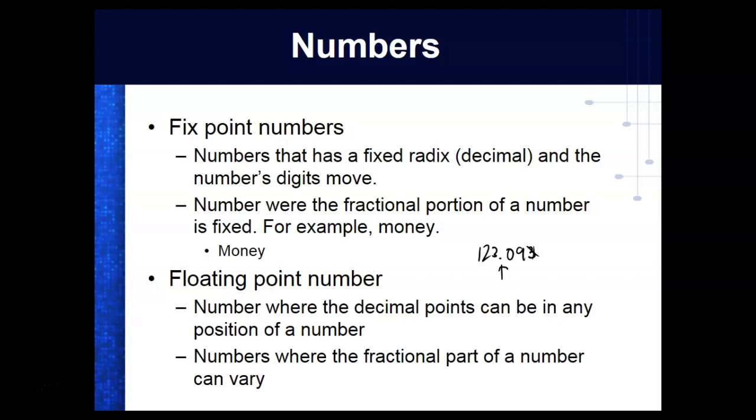Those are fixed digits. Floating point numbers, this is what Allen Bradley calls them: numbers where the decimal point can be in any position of the number, where the fractional part of the number can vary. So this is what RSLogix 500 calls their real numbers. They're going to call them floating point numbers. So this is where it kind of varies a little bit. RSLogix 5000 calls them real numbers, and also Siemens, the TIA Portal programming applications, refer to these as real numbers. RSLogix 500 refers to them as floating point numbers.